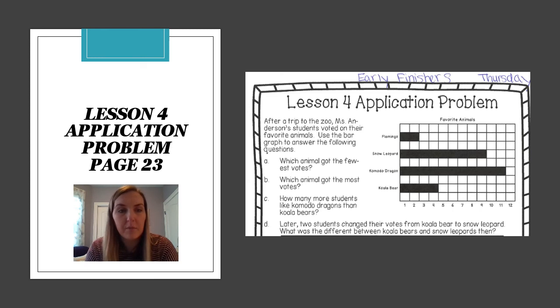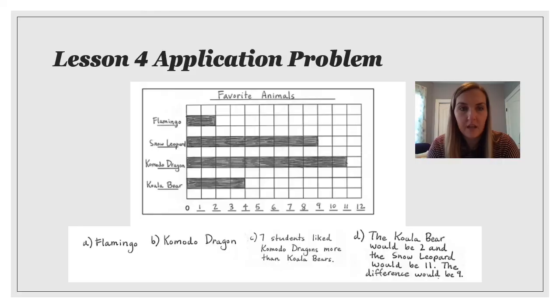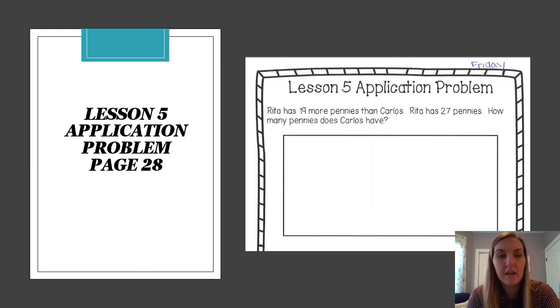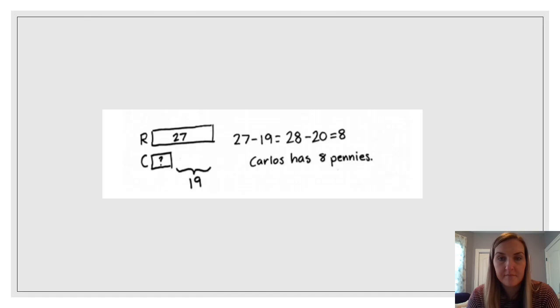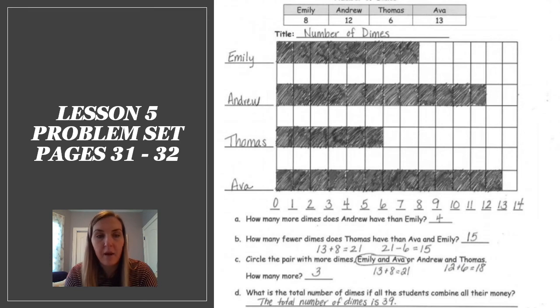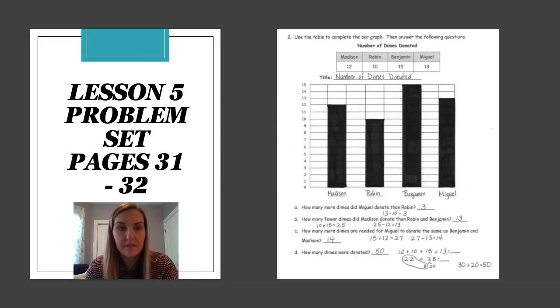Lesson 4, application problem, page 23. Here is what you should have done for the bar graph, and the answers are at the bottom. Lesson 5, application problem, page 28. Carlos has 8 pennies. Lesson 5, problem set, pages 31 through 32. Bar graph for number of dimes. Lesson 5, problem set, page 32, problem 2. Number of dimes donated. This is a new one.